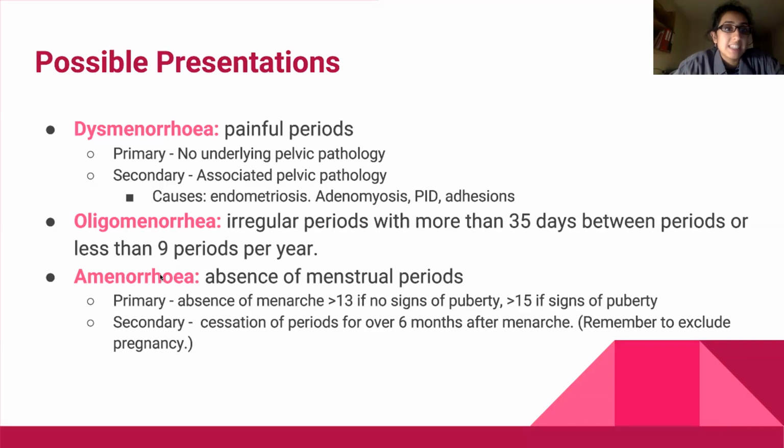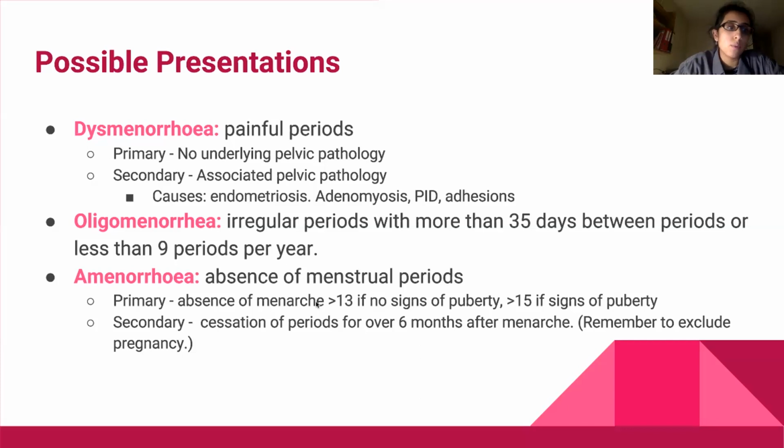And then lastly, amenorrhea, so the absence of periods. Now, again, this can be primary or secondary. Primary is defined as when your periods don't start in the first place. So absence of menarche past age of 13 if there's no other signs of puberty, or past age of 15 if signs of puberty have already started to develop.